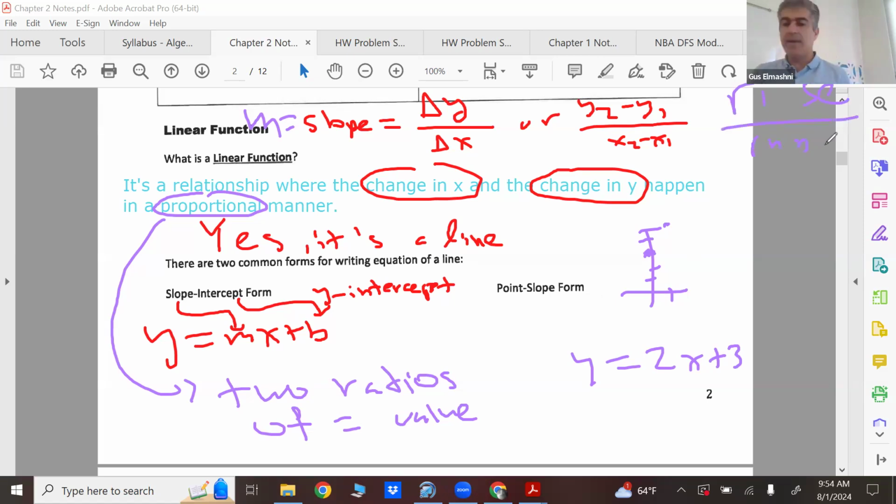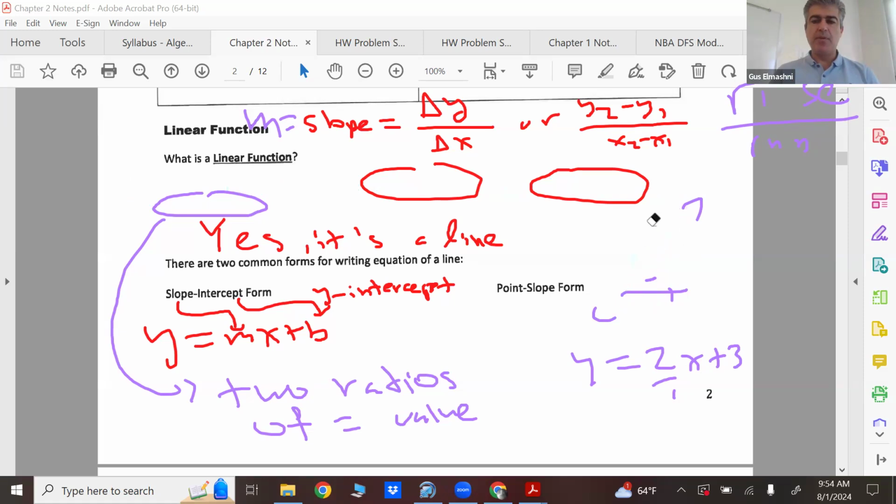That's hard to read. Sorry about that. But 2 is 2 over 1. So if you change y by 2 and change x by positive 1, that gets your next point. And now you've got your line. So that's the beauty of slope-intercept form. You can easily graph when you have that information, and you can easily visualize that linear relationship.